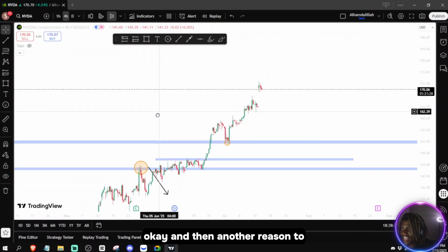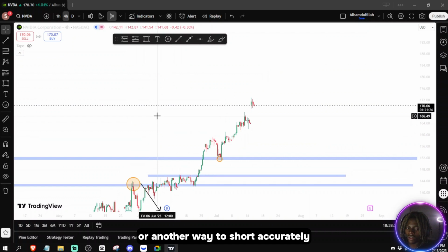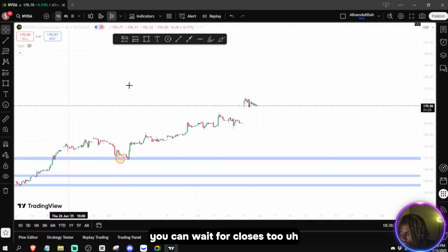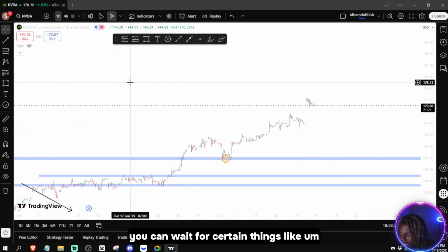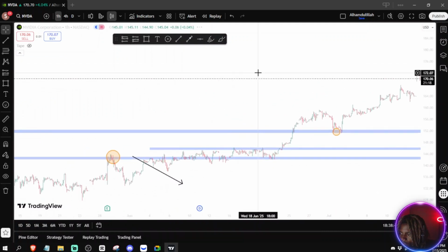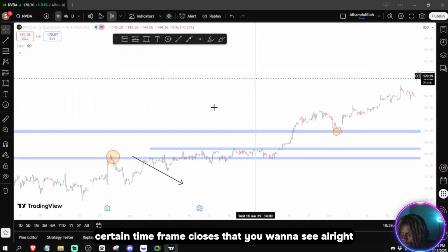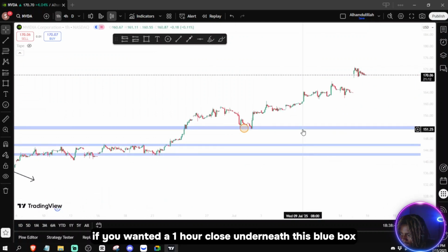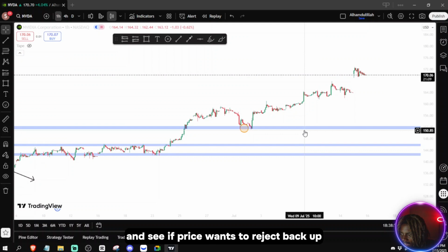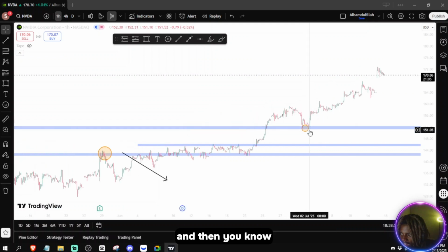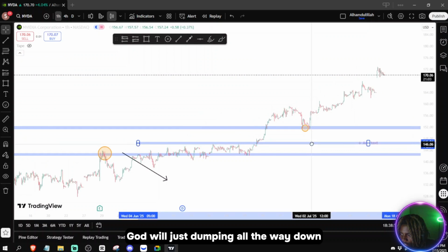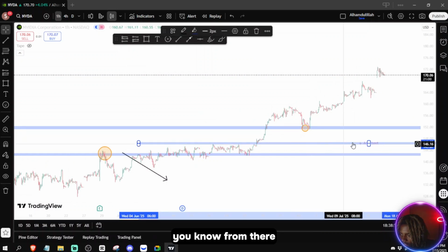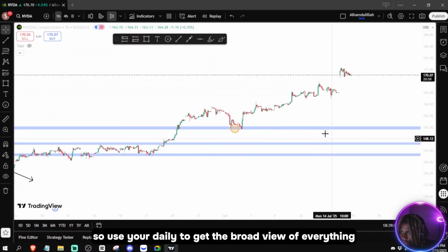Okay. And then another way to short accurately is to wait for closes too. You can wait for certain time frame closes that you want to see, right? Like if you wanted a 1-hour close underneath this blue box, you can wait for that and see if price wants to reject back up or if it really wants to stay underneath here. And then I could see price, God willing, dumping all the way down from there.